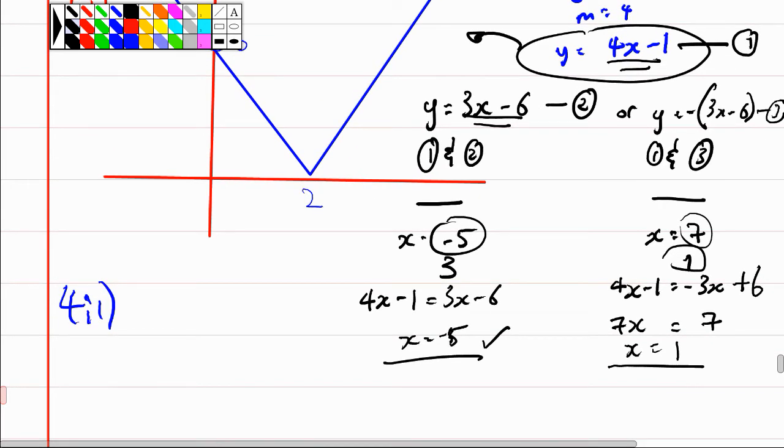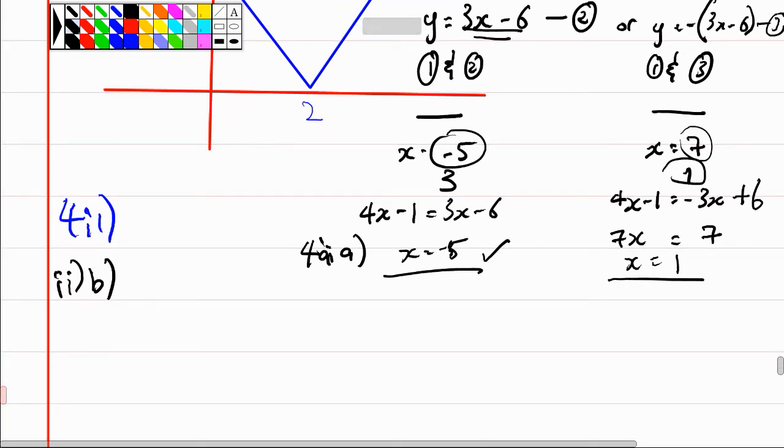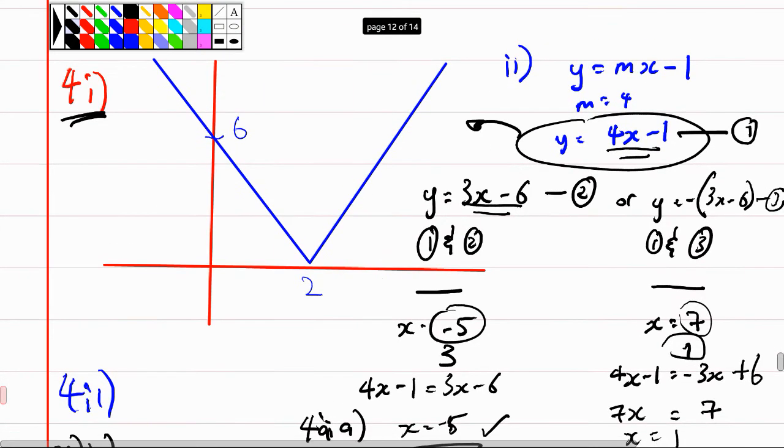Part 2B. So let's go to question 4 part 2B. Find the set of values where my line y equals mx minus 1 intersects the curve at 2 points. Let me ask you, where is minus 1? Somewhere below here. Can everyone listen to this? Very interesting.